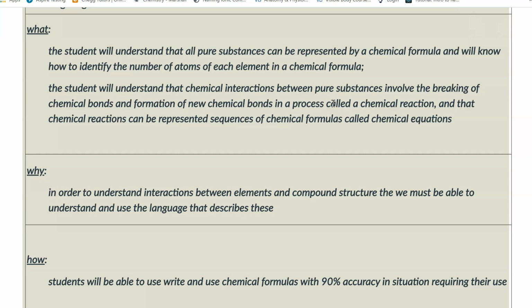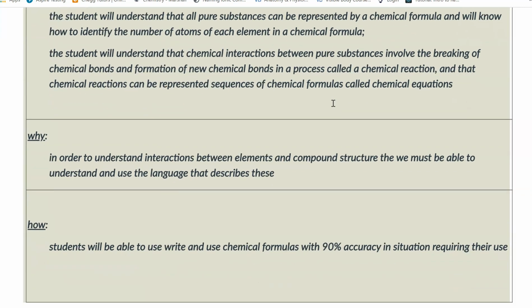So you'll understand that all pure substances can be represented by a chemical formula, and you'll know how to identify the number of atoms of each element in the chemical formula. You'll understand the chemical interactions between pure substances involve the breaking of chemical bonds and the formation of new chemical bonds in a process called a chemical reaction. And then chemical reactions can be represented by sequences of chemical formulas called chemical equations. The reason we're doing this is that in order to understand interactions between elements and compound structure, you need to be able to understand and use the language that describes these.